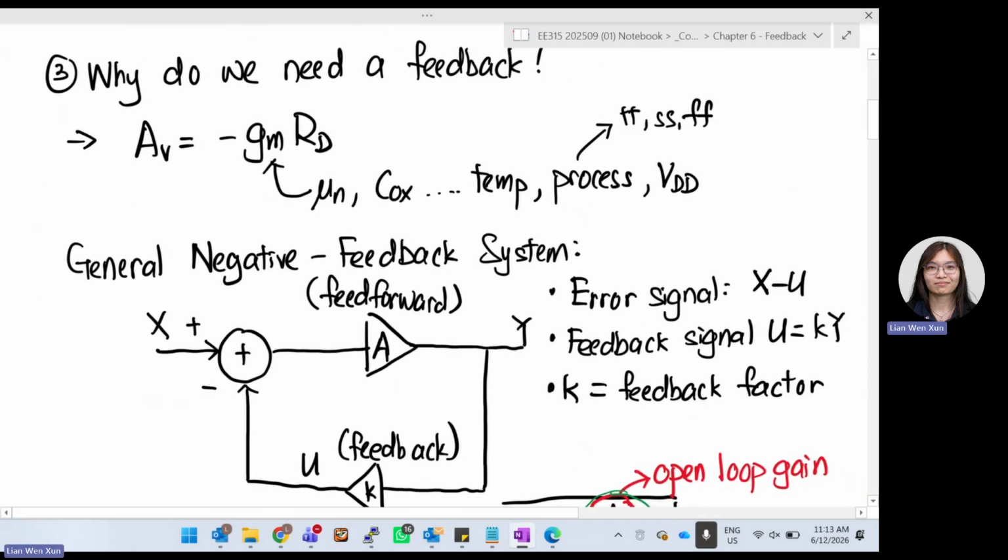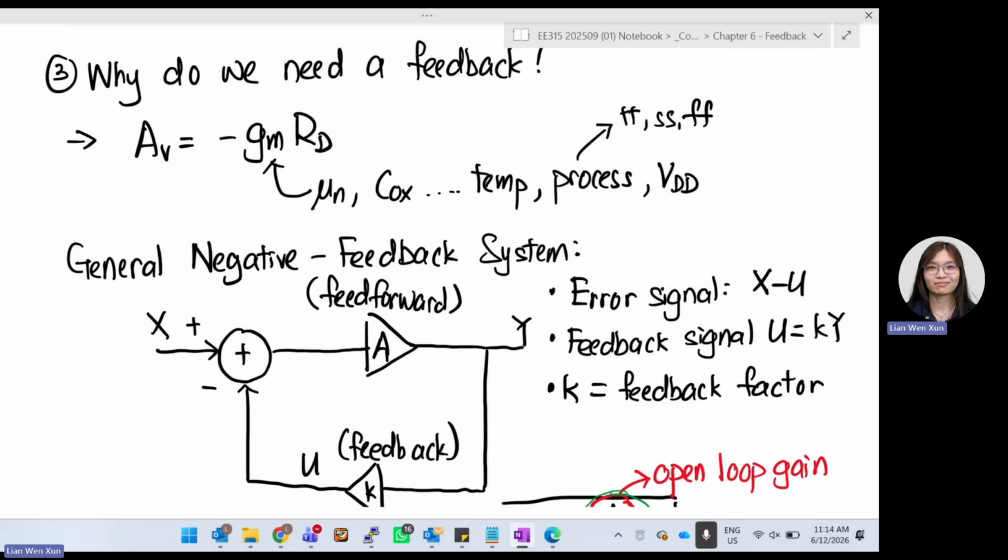So this chapter is about feedback, but why exactly do we need feedback? We say that gain is equal to negative gmRD all the time. gm itself consists of mu n Cox, temperature, process, VDD, everything. So they are very PVT dependent: process, temperature, voltage source. All these things might lead to some non-idealities. So we want to try to cancel out the A any way that we can, so that we can straight away use another circuit to compensate the gain and so on. So that's why we need a feedback system to know what exactly happened.